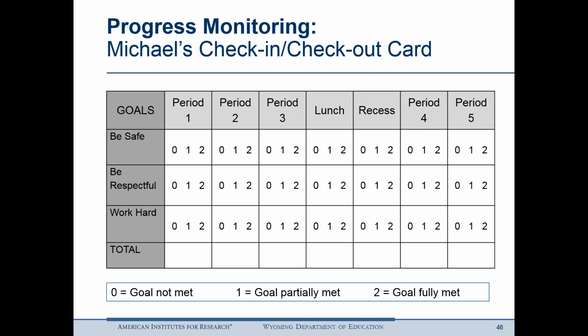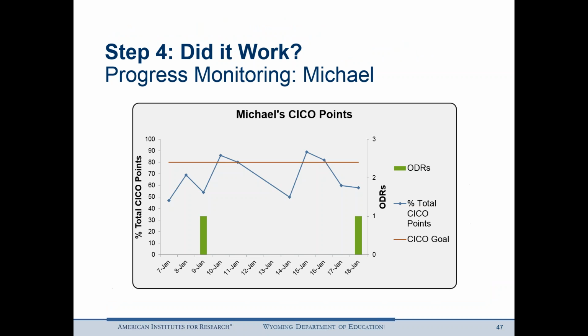While Michael is receiving check-in, check-out as a standardized Tier II intervention, his progress is being monitored with the school's standard check-in, check-out card. For each period of the day, the appropriate teacher will rate how well, on a scale of 0 to 2, Michael met the 3 school-wide expectations.